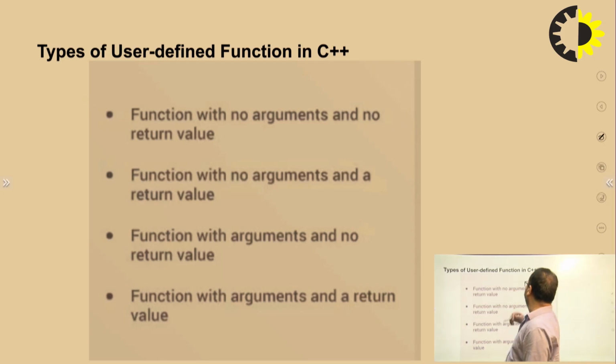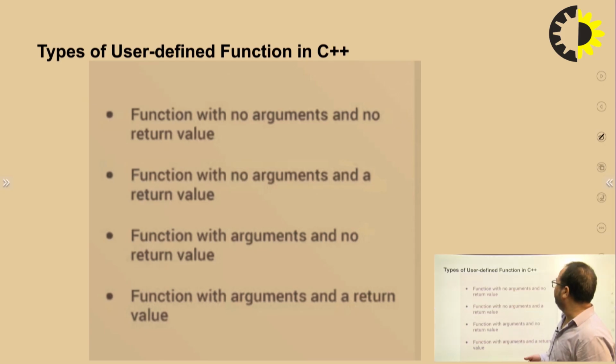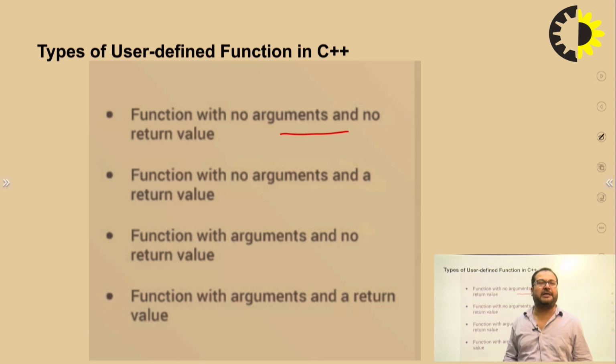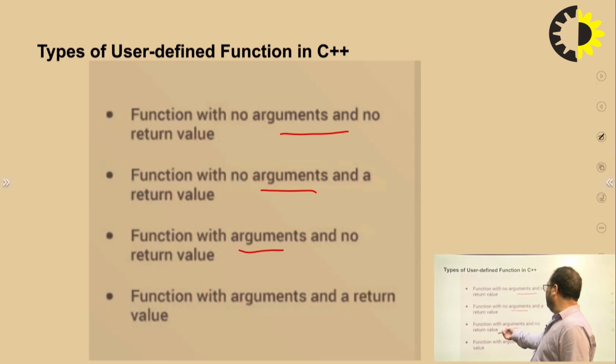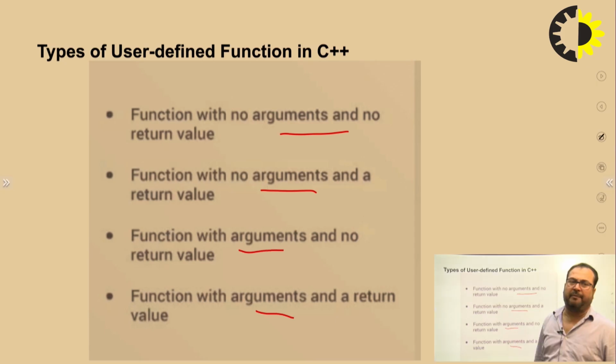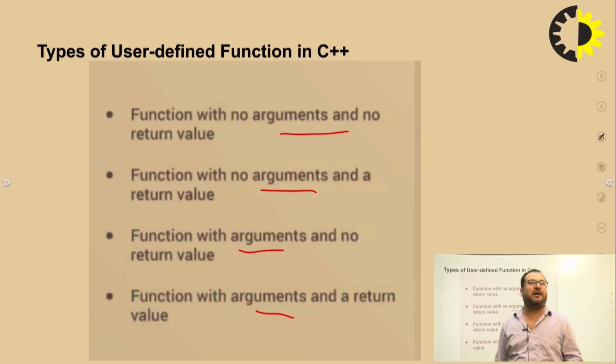Okay. So there are these various types of user defined function which can be used in C++. Function with no argument, meaning a function can exist without any argument. Function with no argument and a return value. Function with no argument and no return value. Function with argument and no return value. Function with argument and a return value. Simple. So these all are the types of user defined function categories.